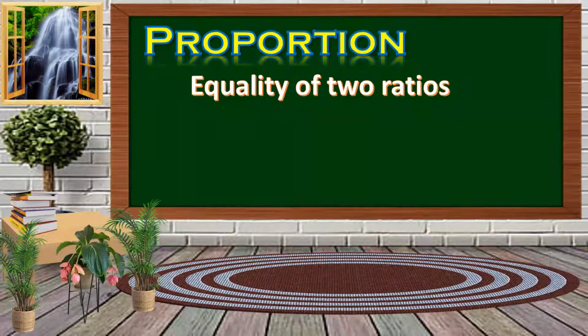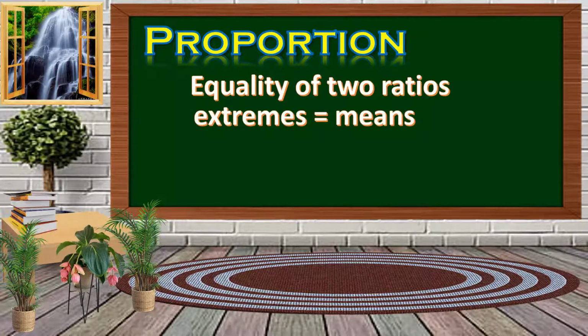Okay, so we also have proportion. When we say proportion, this refers to the equality of two ratios. In proportion, to verify if two ratios are proportional, the product of the extremes should be equal to the product of the means. Again, the product of the extremes should be equal to the product of the means.